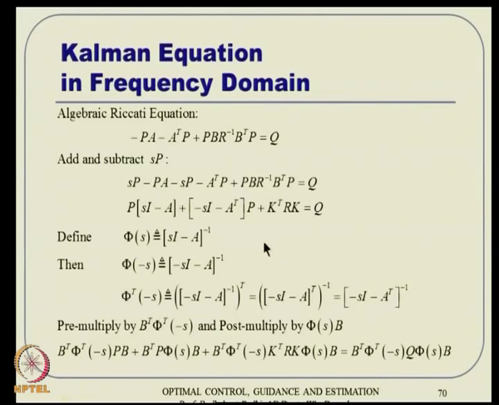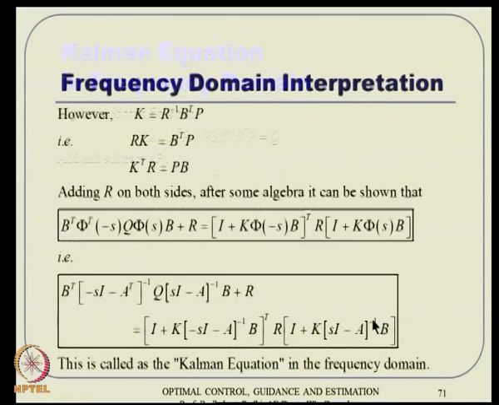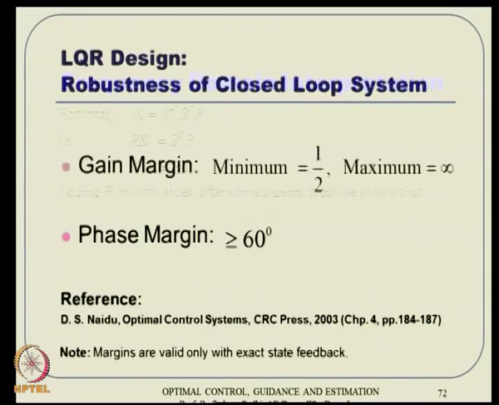If you start from the algebraic Riccati equation, you can add and subtract the s P term, do a lot of algebra, define this polynomial phi of s, s I minus A inverse, and carry out the pre-multiply and post-multiply operations. Essentially, it ends up with an equation like this, which is called the Kalman equation in the frequency domain. It is possible to use this equation to derive the gain matrix values. I have given examples as well.